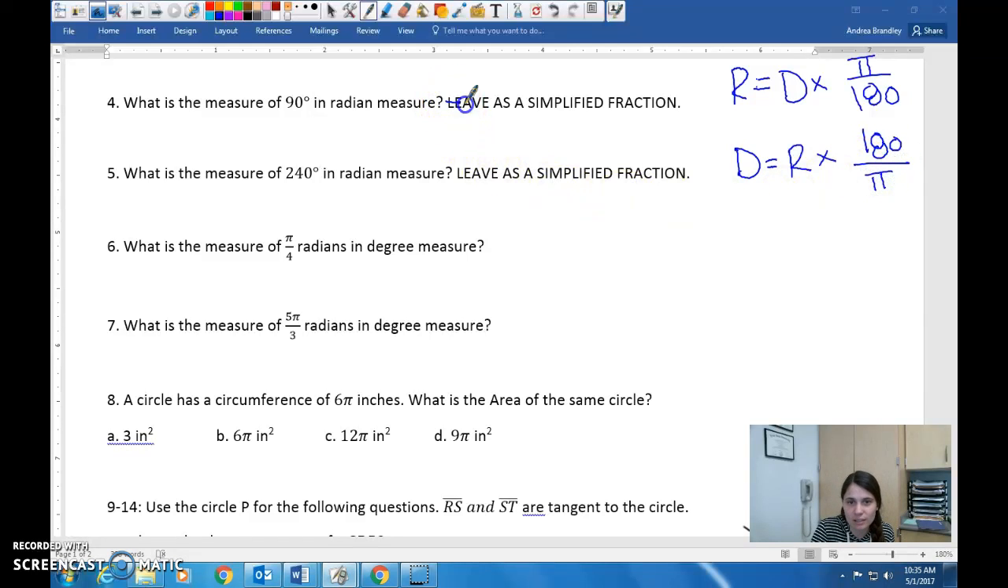This says to leave as a simplified fraction. I'm not super worried about that. I'm fine with it as a decimal, but either way, fraction or a decimal, I'm totally fine with either way. So I'll show you both ways.